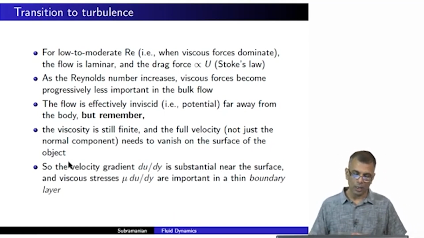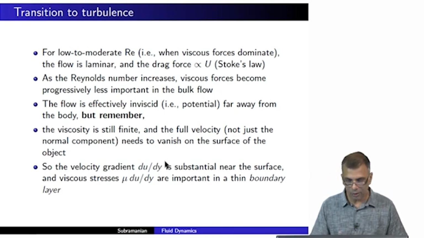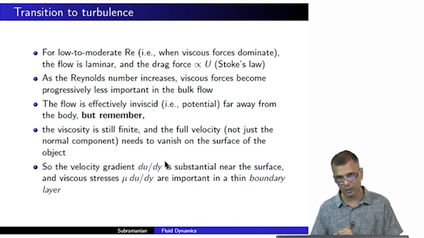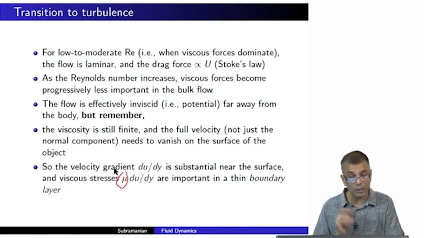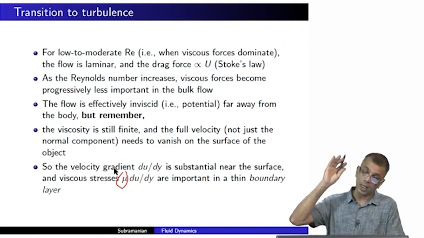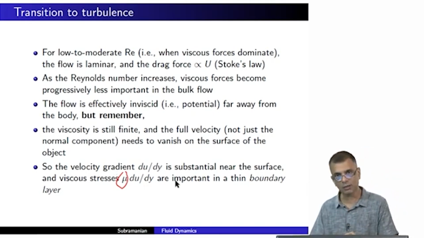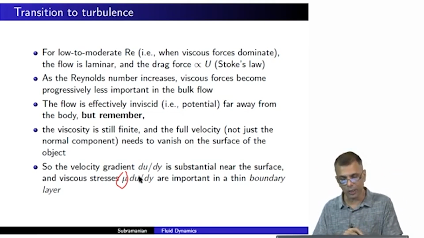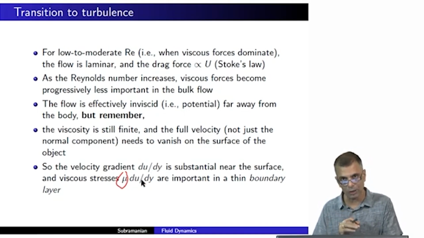And which means that if the velocity has to come to a crashing halt right at the surface, the velocity gradient very close to the surface is quite large. The du dy is quite large near the surface, and therefore even if mu is small, as would be the case for a high Reynolds number situation, the viscosity is small, that's why the Reynolds number is high in the bulk flow. But this combination, this is a viscous stress, right? Mu times du dy. Because du dy is large, the combination mu times du dy becomes important.